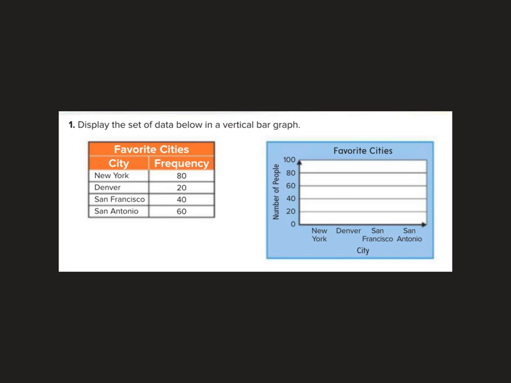Display the set of data in a vertical up and down bar graph. New York City has 80. Notice, what is this interval going up by? 20, 40, 60, 80, 100. It's going up by 20s. Notice the title. Notice the labels. Okay, so New York City goes up to 80. So I'm going to make this one go up to 80. Denver goes up to 20.